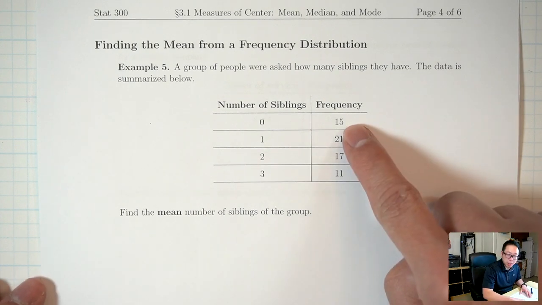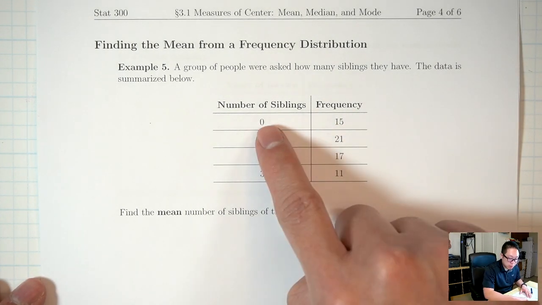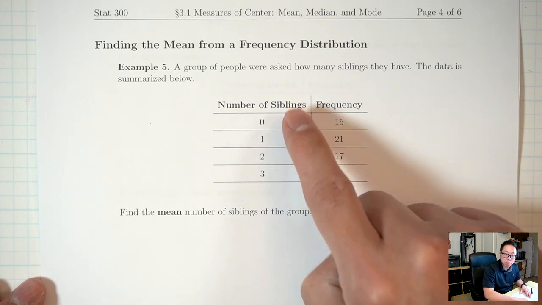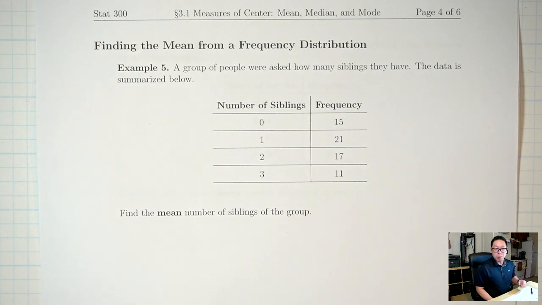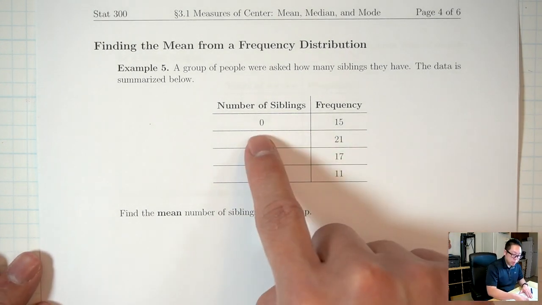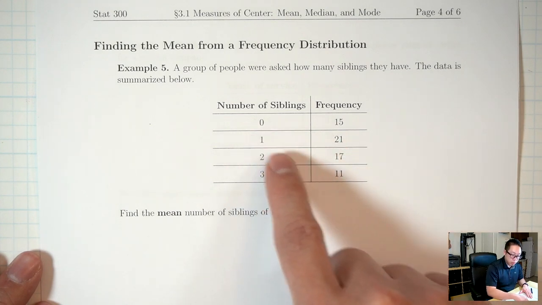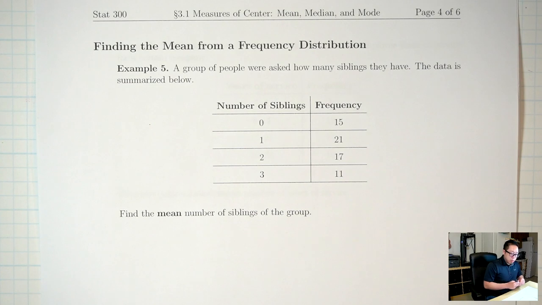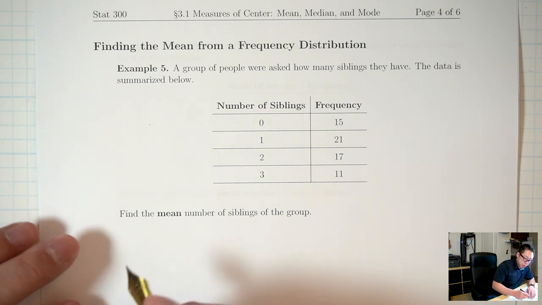What does this 15 mean? This 15 means that there's 15 people who have zero siblings. There's 21 people who have one sibling. This table is telling you about what the original data looks like. So it's telling you that in the original data, there's 15 zeros. There's 21 ones, there's 17 twos, and there's 11 threes. So you have to use the table to go back to the original data, and then from the original data, find the mean.